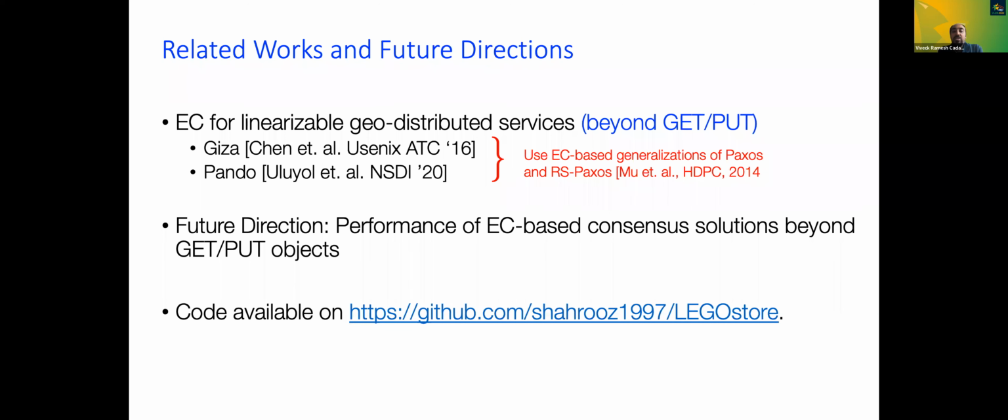Because they use Paxos, they cannot support concurrent non-blocking operations, but they support more complex primitives than simple gets and puts. An area of future work is to understand how our insights and analysis translate to consensus-based solutions. With this, I conclude my talk, and the code is available on GitHub.